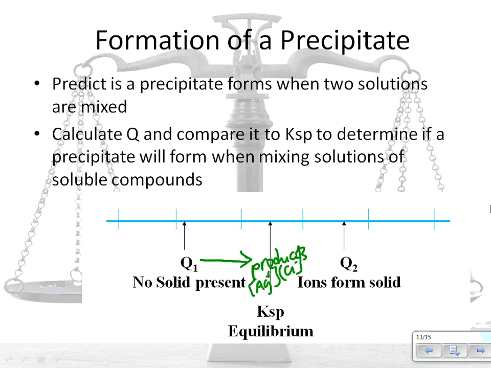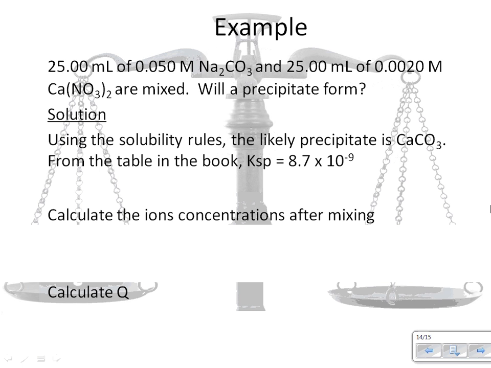If Q is greater than K, you're going to shift back that way. Now you're basically going to form reactants. And the way we write out our equilibrium expressions, your reactants end up being your solid. So if Q is greater than K, your equilibrium shifts towards the left, and you're actually going to form that solid because that's what's on your reactant side. So let's do an example of that.